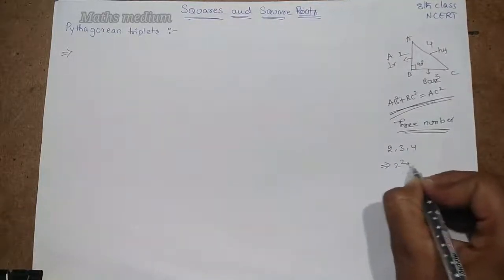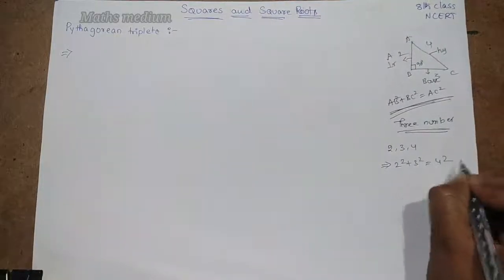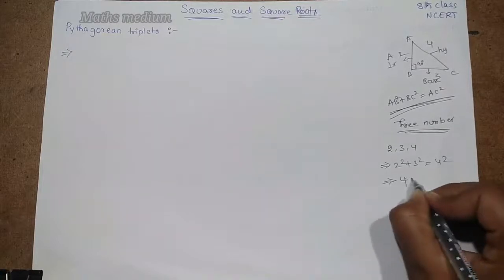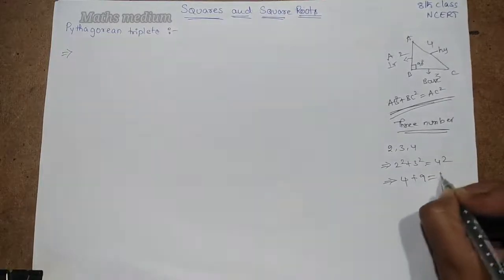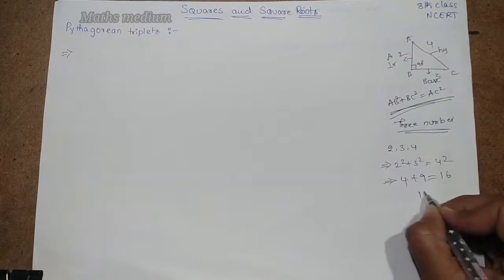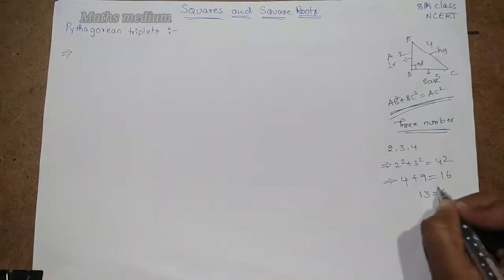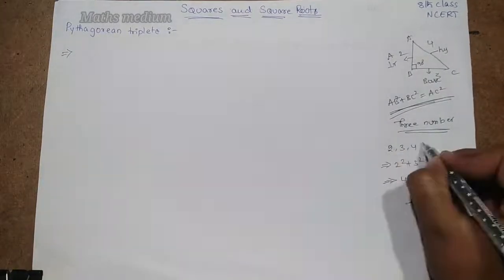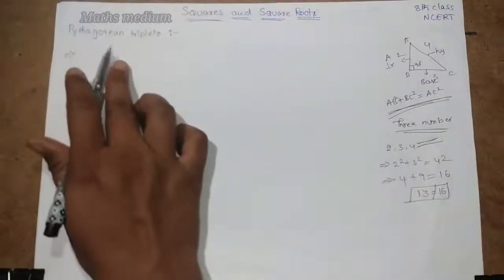Now 2 square plus 3 square is equal to 4 square? Check this. 2 square is 4, 3 square is 9, 4 square is 16. So 13 is equal to 16? No, it's not equal. It does not contain the Pythagorean triplets.